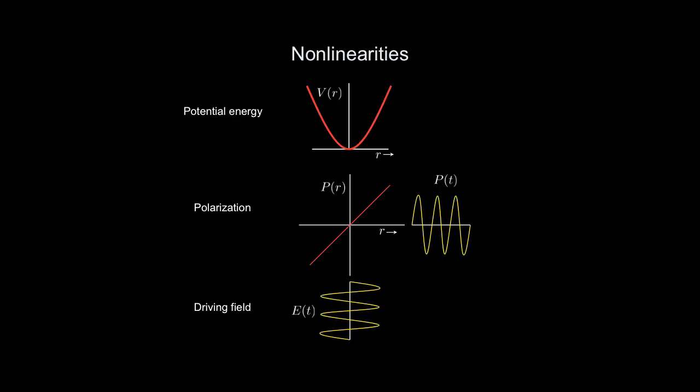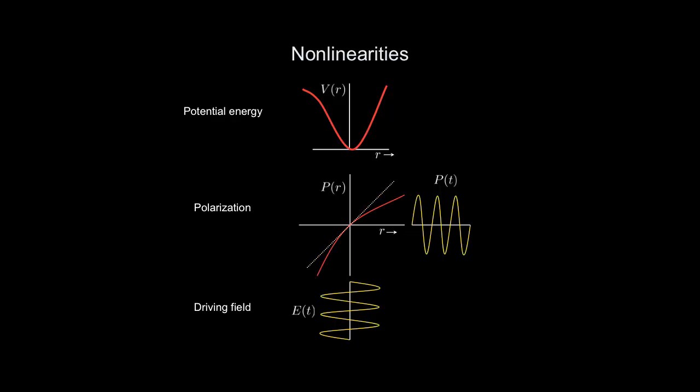When we use a higher power light, we have a nonlinear interaction, in the sense that this restoring force no longer has a linear dependence. It has a nonlinear dependence on this displacement, and consequently the potential energy won't have a quadratic dependence, but a higher nonlinear order.